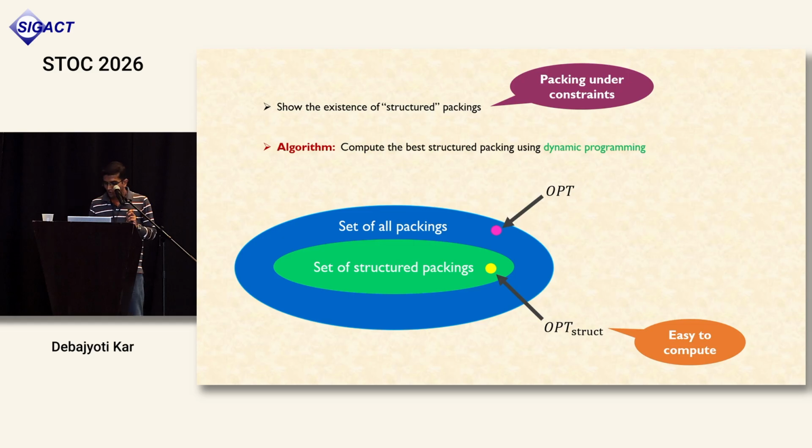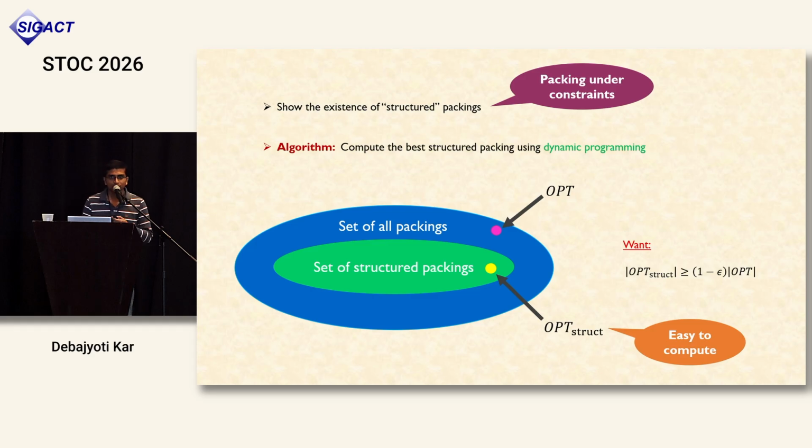And further, we also want that the number of rectangles present in the optimal structured packing should be at least a 1 minus epsilon fraction of the optimal number of rectangles. In other words, starting with the optimal packing, we want to show that by discarding only an epsilon fraction of rectangles, we can get to a structured packing. And these two things together will give us a PTAS. Okay, so then what kind of constraints should we look for?